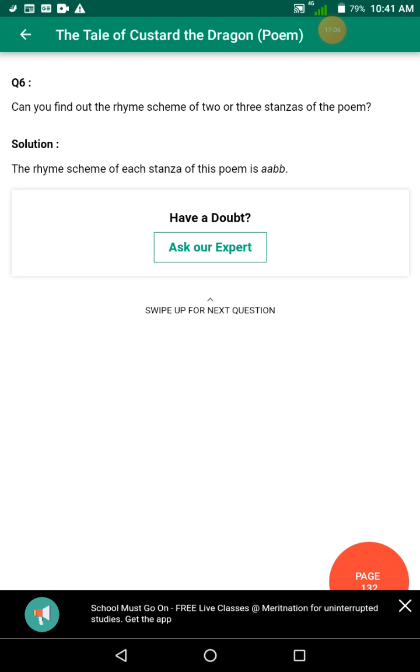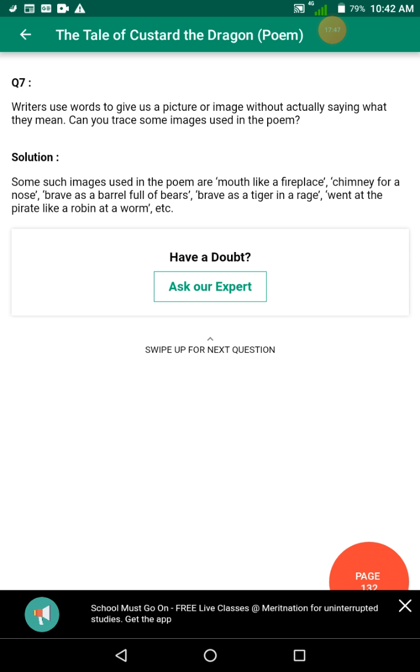Can you find the rhyme scheme of two or three stanzas of the poem? The rhyme scheme of each stanza of this poem is A, B, B. See children, write it as small a, small b without giving a gap. So the scheme is maintained as A, B, B. We have to be very clear about the poetic devices because most of the time we will be asked only this.